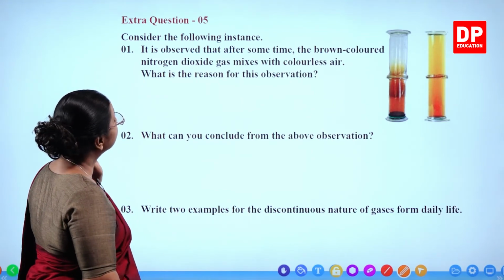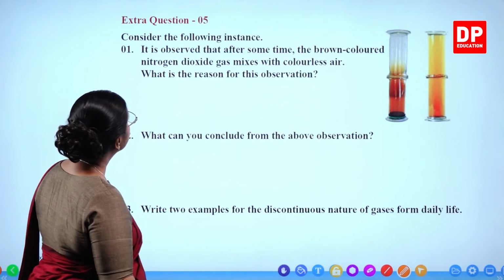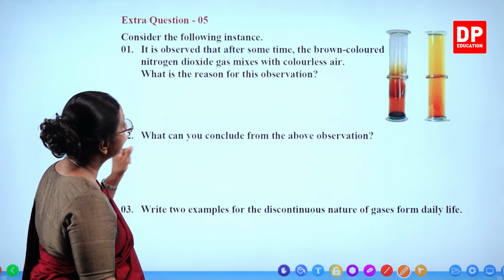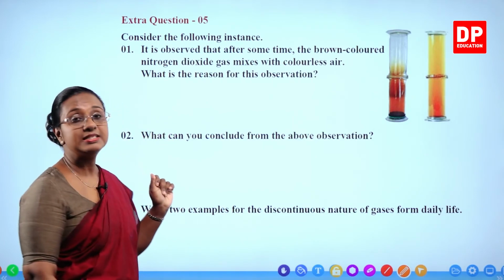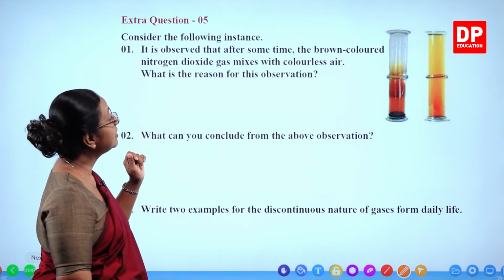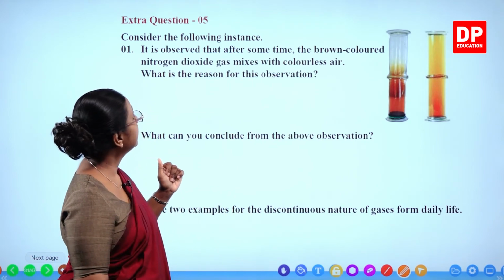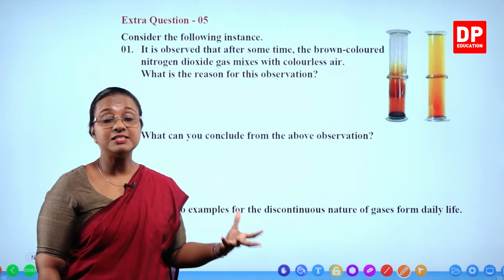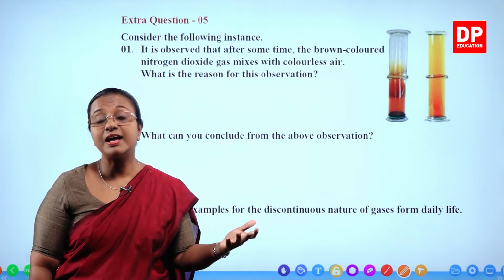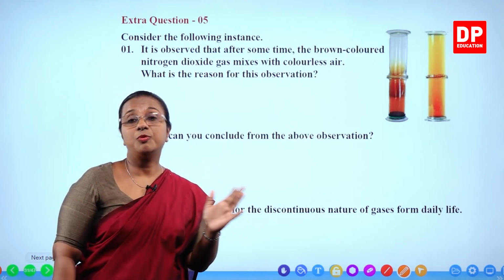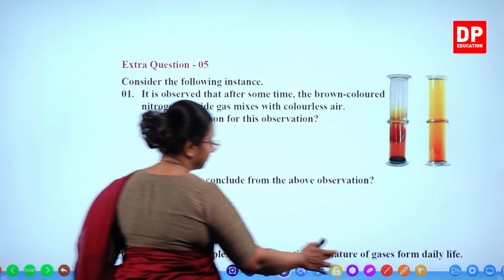So if we look at the question, consider the following instance. It is observed that after some time, the brown colored nitrogen dioxide gas mixes with colorless air. So what is the reason for this observation? What I explained: the brown colored nitrogen dioxide gas particles move between the spaces present between particles of air, because both of them are particulate in nature. So here this is what we have to write.